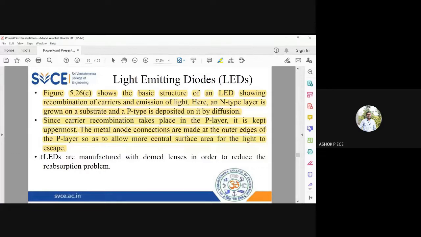Some LEDs are manufactured with domed lenses in order to reduce the reabsorption problem. Some LEDs will have a lens outside the device to focus the light coming out from the device, so that the problem of reabsorption is avoided. Reabsorption means the same photons will be absorbed by the LED if they are not allowed to come outside. So in order to avoid that problem, you have LEDs which are manufactured with lenses, which will focus the photons to come out of the LED immediately as soon as they are formed.